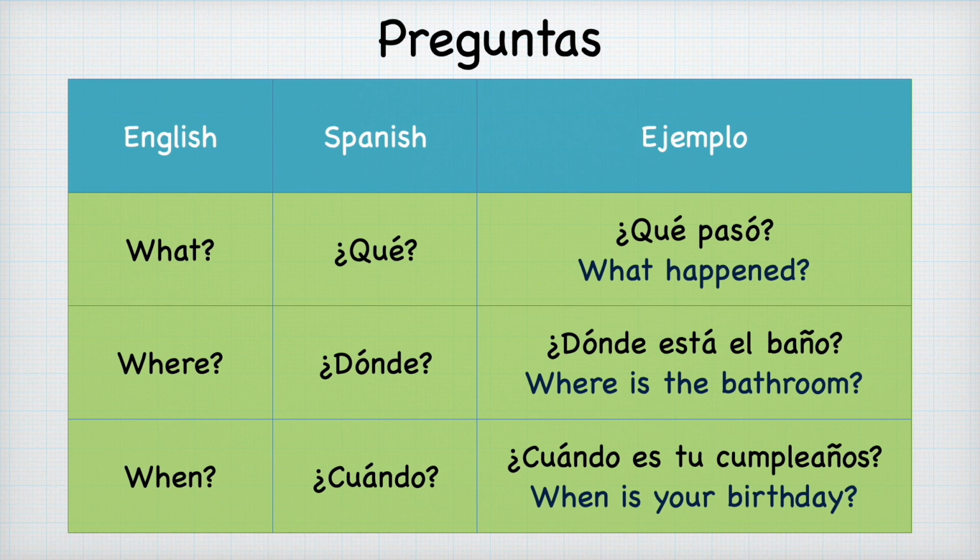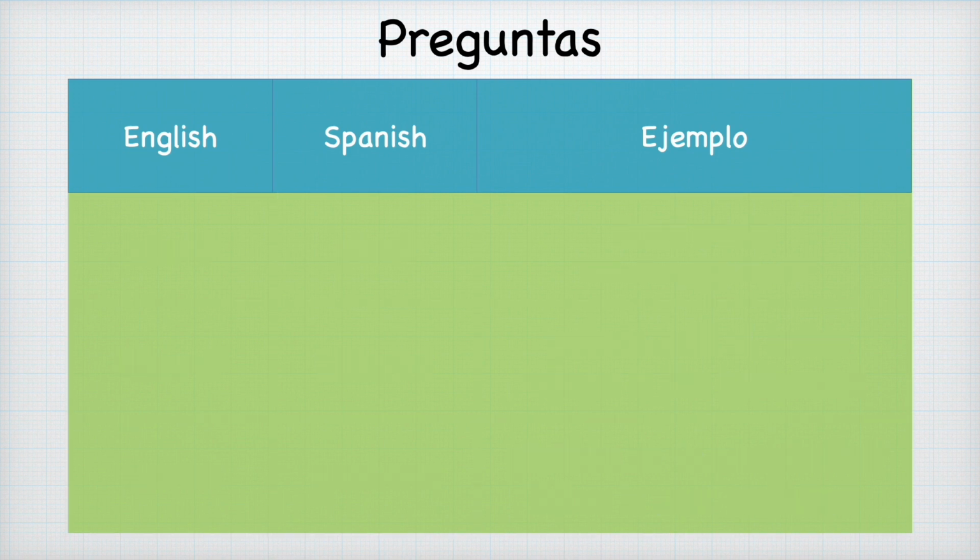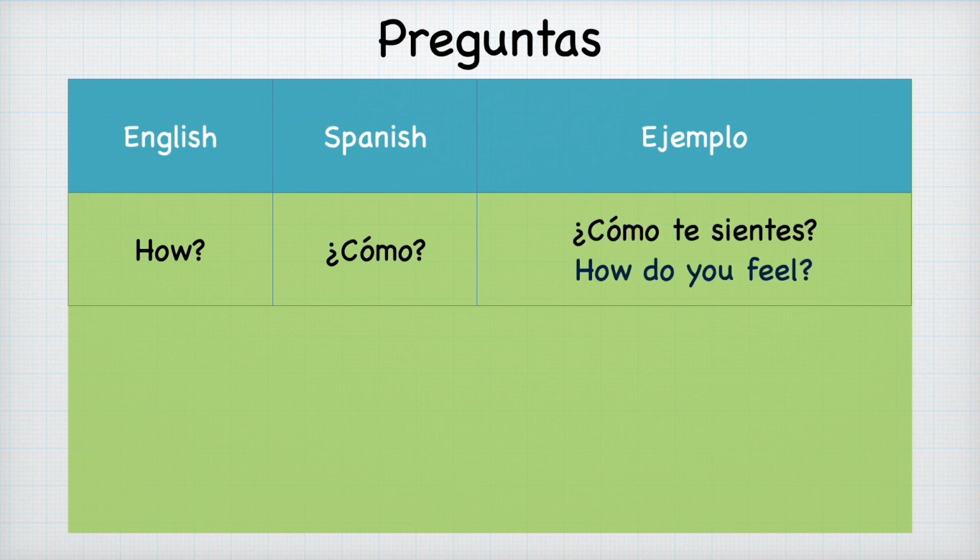Another thing that I want you to note is that the question word has an accent. The accent is important because without it, some of these words actually become relative pronouns, which we'll review later on. Let's continue with the examples. How is cómo? ¿Cómo? ¿Cómo te sientes? How do you feel?